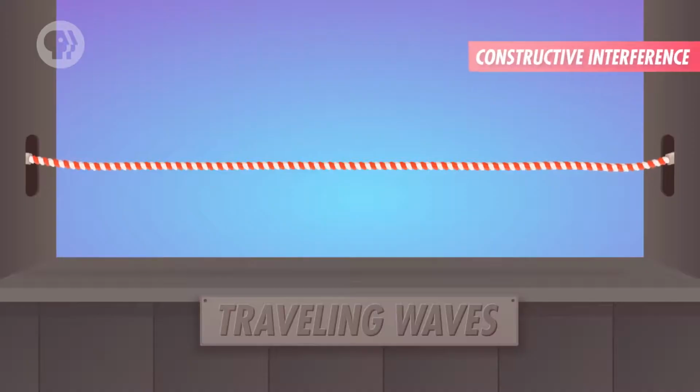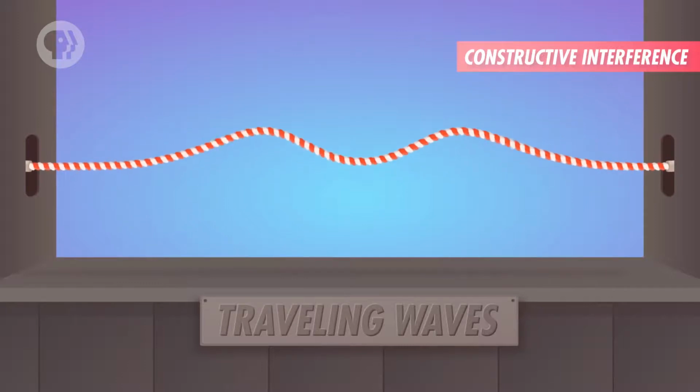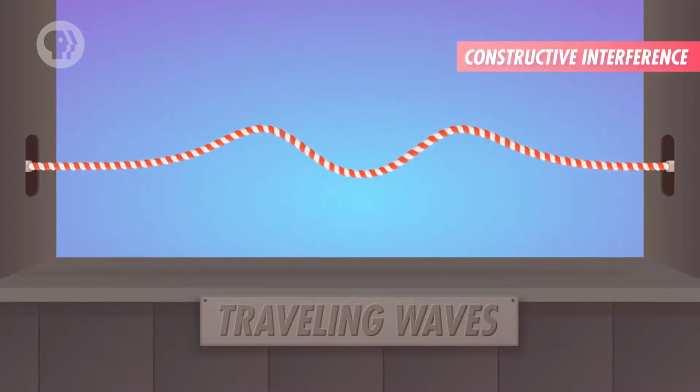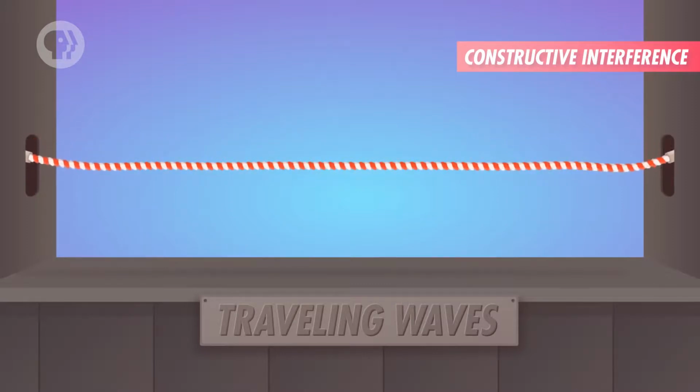Now, sometimes multiple waves can combine. For example, say you send 2 identical pulses, both crests, along a rope, one from each end. When the 2 pulses overlap, they combine to make one crest, with a higher amplitude than the original ones. That's called constructive interference. The waves build on each other.